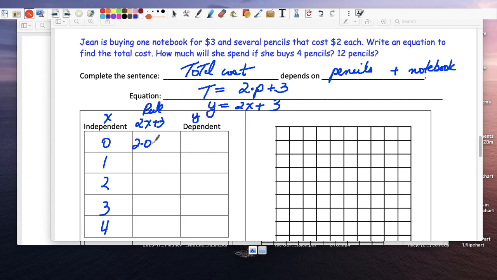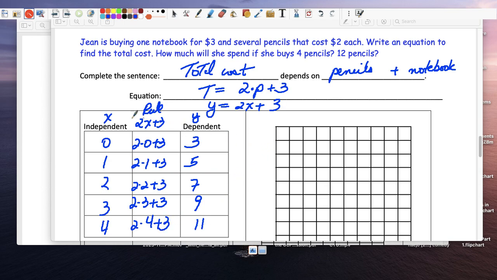So 2 times 0 plus 3, we get $3. 2 times 1 plus 3, we get 5. 2 times 2 plus 3, we get 7. 2 times 3 plus 3, we get 9. And then 2 times 4, I'm buying 4 pencils, and then that one notebook gives me 11.